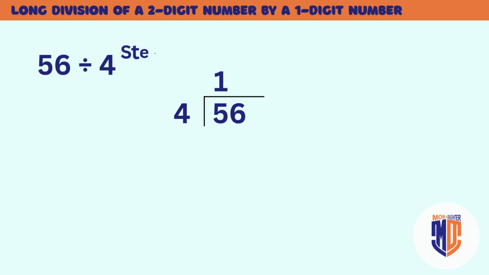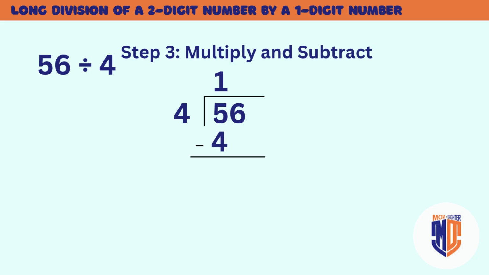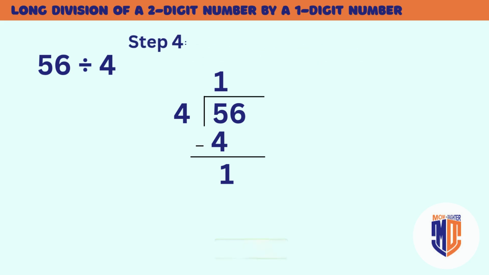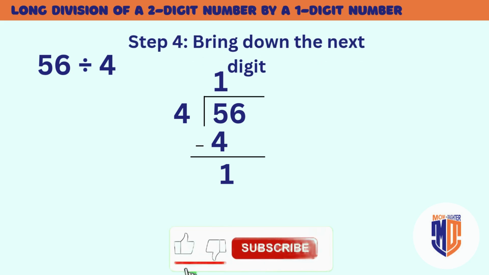Step 3. Multiply and subtract. Multiply. 4 times 1 equals 4, and subtract from the first digit. Step 4. Bring down the next digit. Bring down the 6 to make 16.